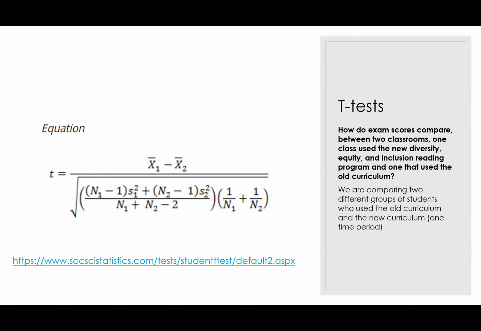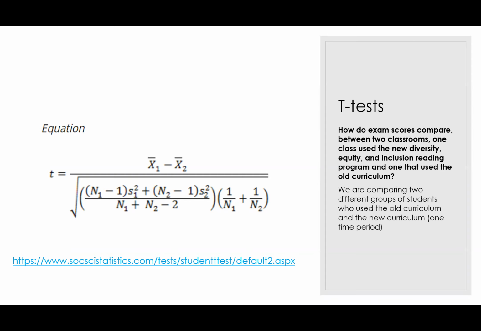So again, here is a t-test where we are comparing two different groups of students, one group who used the old curriculum and one group who used the new curriculum. And this is just in one time period. Here is the equation for calculating this. And I gave you what I think is a really great resource for t-tests and calculations, that website. You can actually just enter data right into the website and it'll calculate it for you.